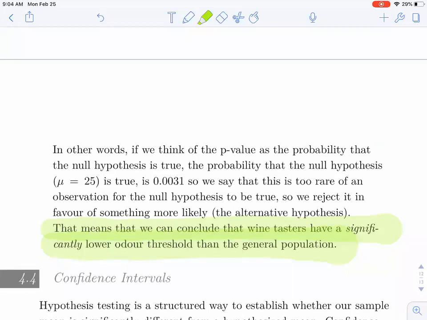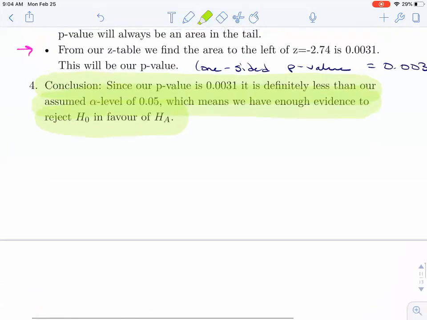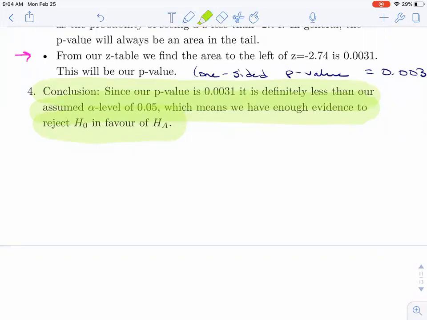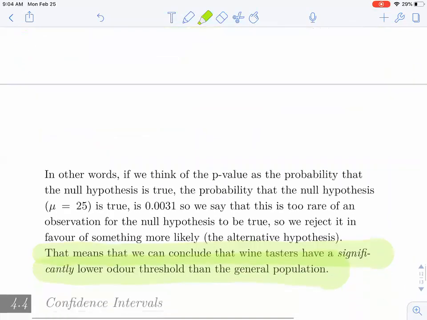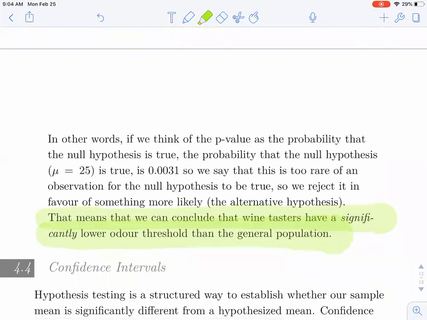That means, so what does it mean? So we've decided, okay, our p-value of 0.0031 is less than our alpha level, right? It's less than 0.05, okay? Which means we have enough evidence to reject H0 in favor of HA. Remember, our H0 was that mu is 25. We're rejecting that and saying, no, it's more likely that mu is less than 25, which is your alternative hypothesis. So in terms of the question, that means that we can conclude that wine tasters have a significantly lower odor threshold than the general population.